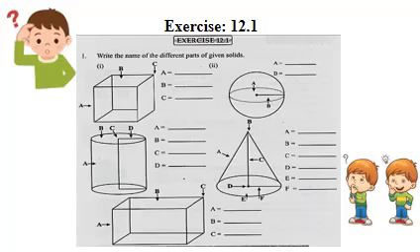So, which solid is there below cube? Yes, it is a cylinder. And which solid is there next to it? Yes, it is a cone. And can you recognize the last solid? It is a cuboid.